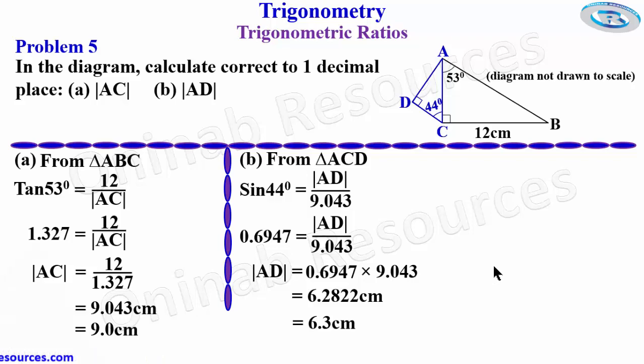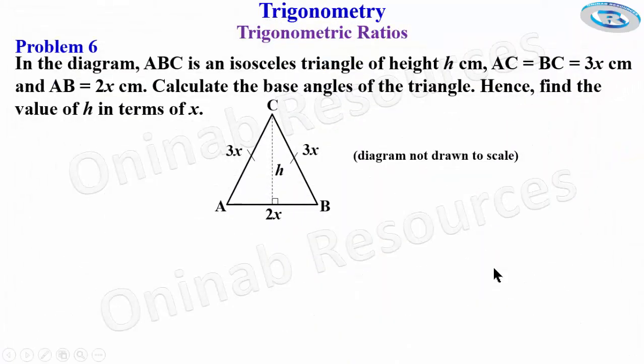We then go to problem 6. For problem 6, in the diagram, ABC is an isosceles triangle of height h centimeters. AC is equal to BC and is equal to 3x centimeters, and AB is 2x centimeters. Calculate the base angles of the triangle. Hence, find the value of h in terms of x.